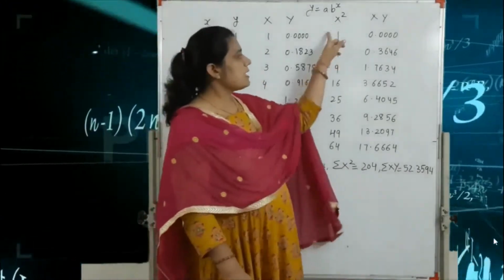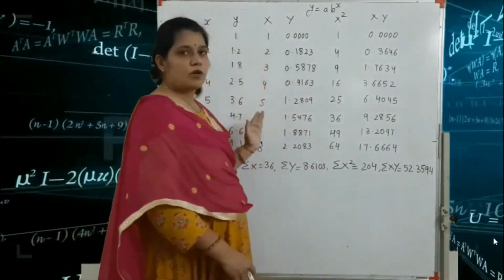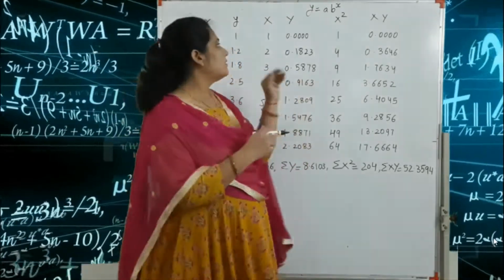Next column is the x square. So this is the capital X column. So we square and find the value of x square.